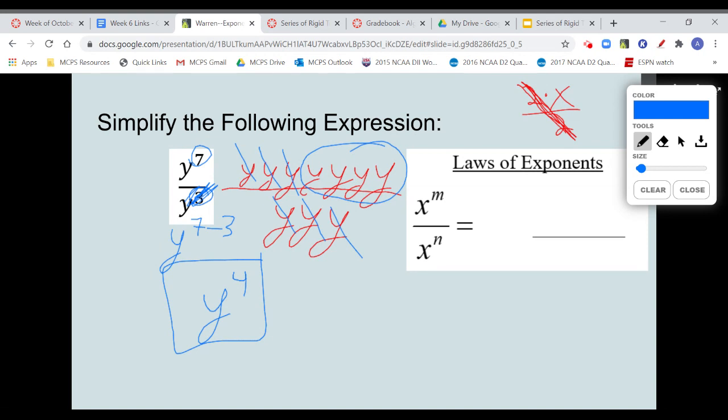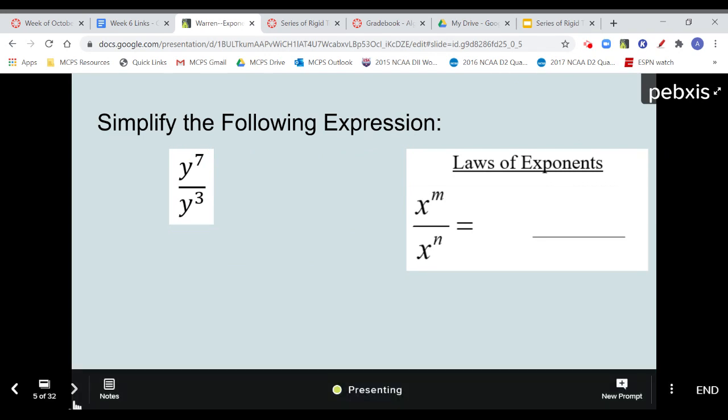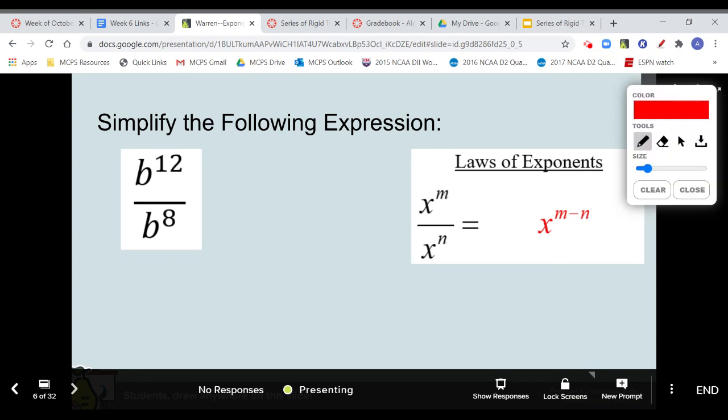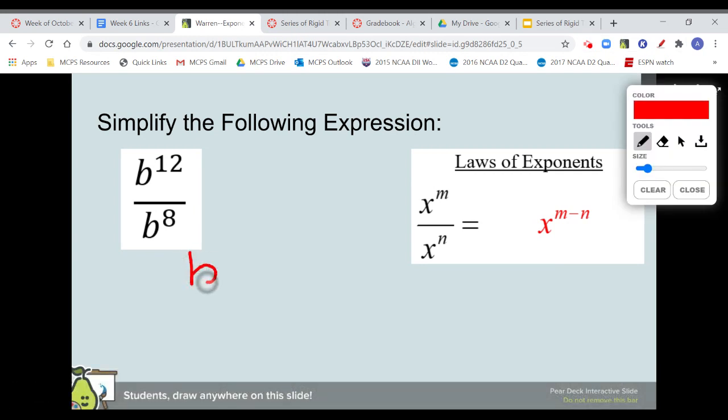So that means that I can generalize this law to x to the power of m minus n, where I take the exponent on the top and I subtract from it the exponent on the bottom. Or in other words, in math terms, I subtract the exponent in the denominator from the exponent in the numerator. Moving on to an example of this, we're going to follow that law, and I'm going to take b and take 12 minus 8 as the exponent, which gives me b to the 4th power.